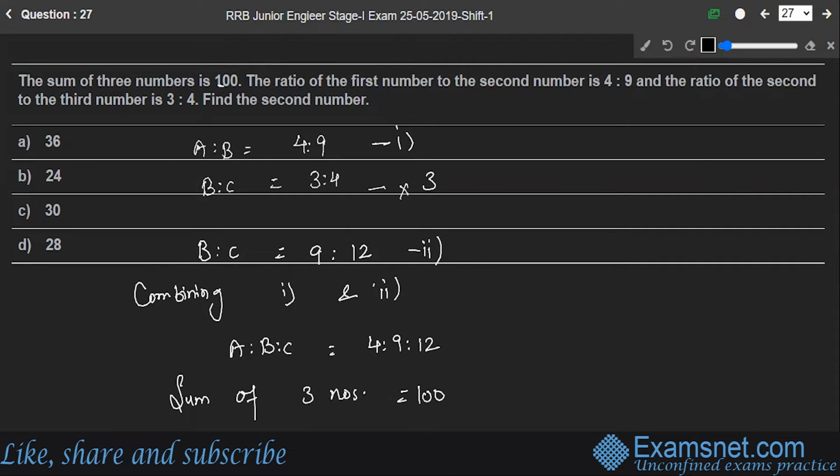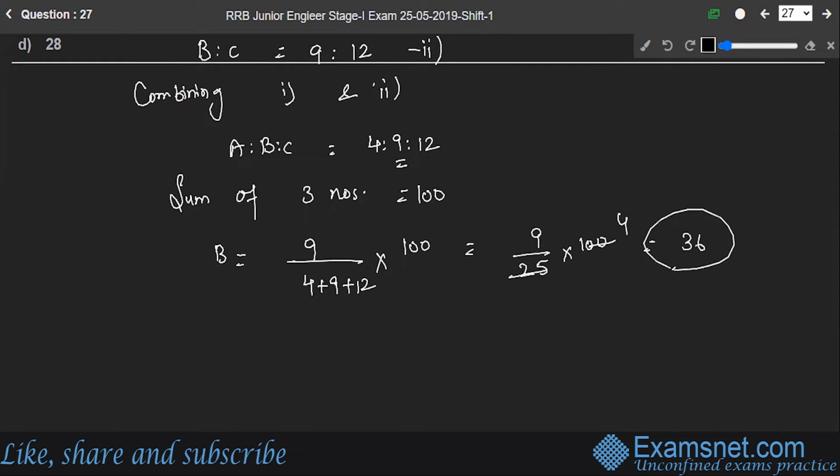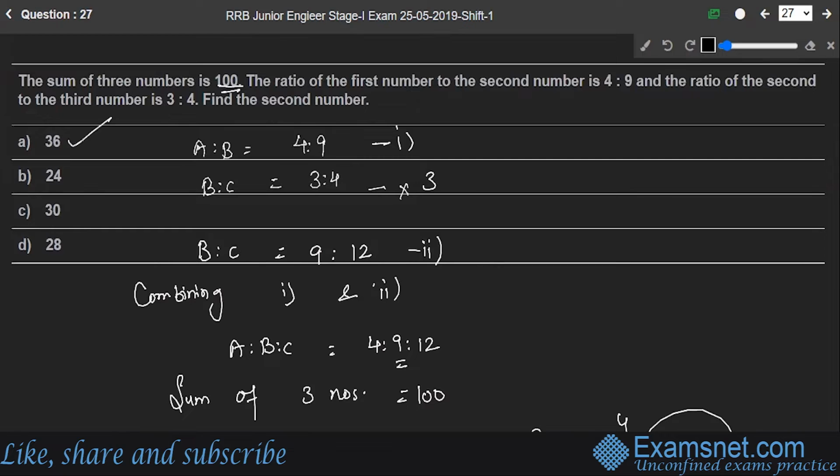Also, the sum of three numbers is given to you as 100. So for B, you will have B was 9. So 9 upon 4 plus 9 plus 12. Multiply the total, which is 100. So 9 upon 25 into 100, this gives me 36. So this is the answer to the question. First option is the correct answer.